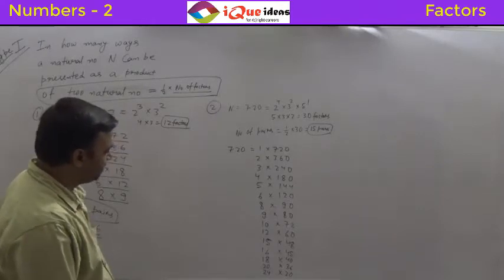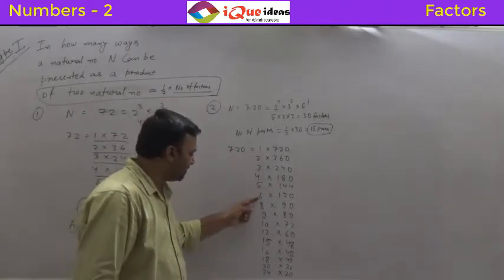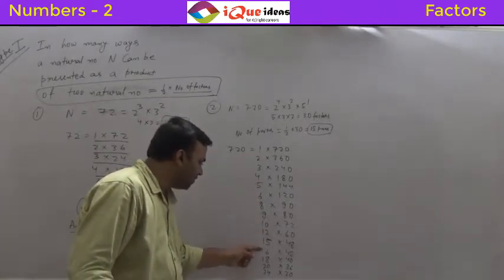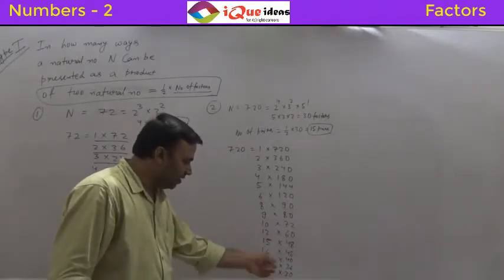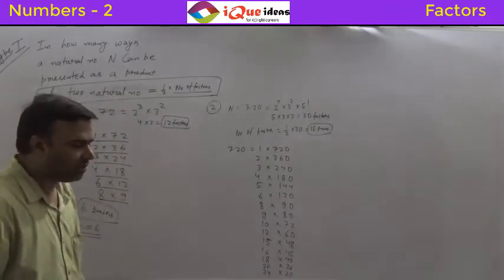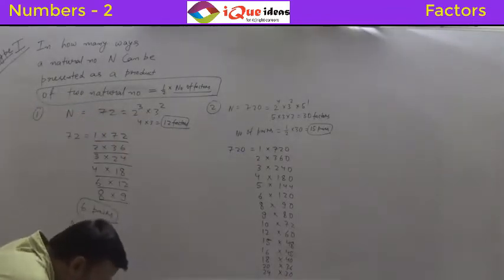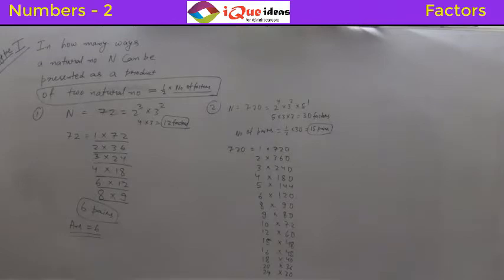You can check. I don't think so. 1, 2, 3, 4, 5, 6, 7, 8, 9, 10, 11, 12, 13, 14, 15. These are the actual 15 pairs. After this, it will repeat, 13 to 24. So you shouldn't repeat. So the total number of possible pairs is 15 in this case for 720.